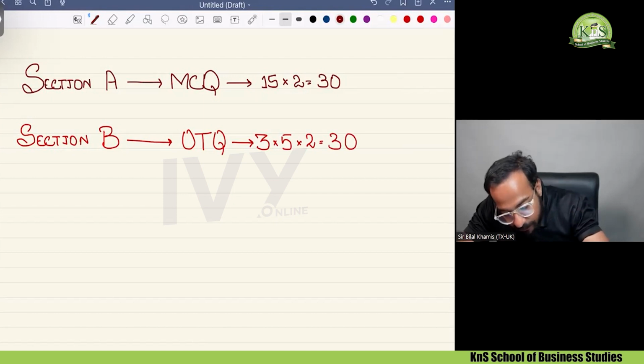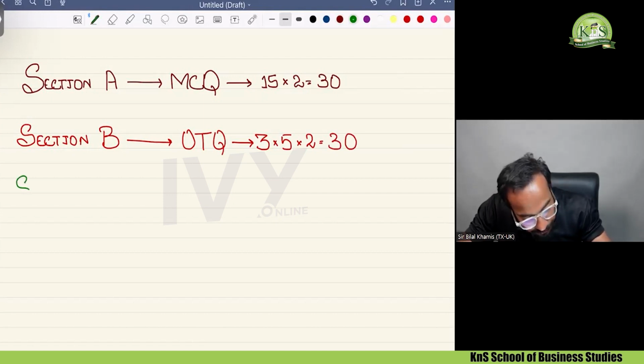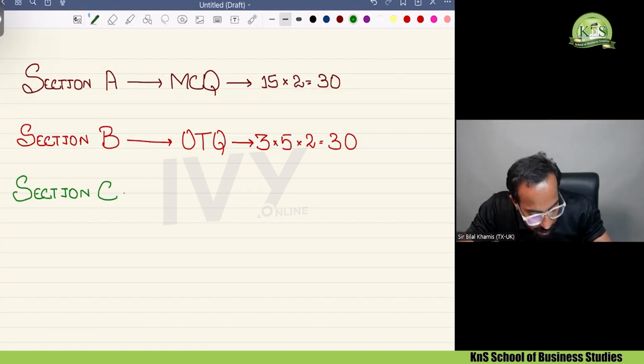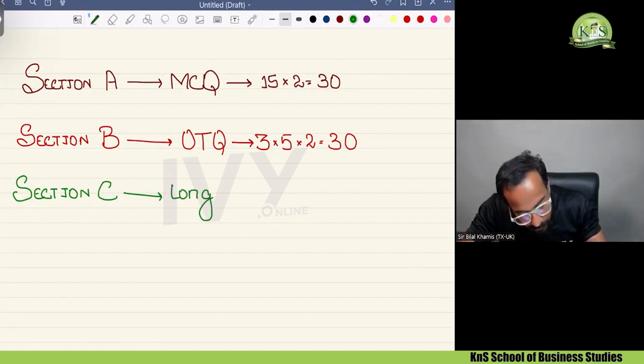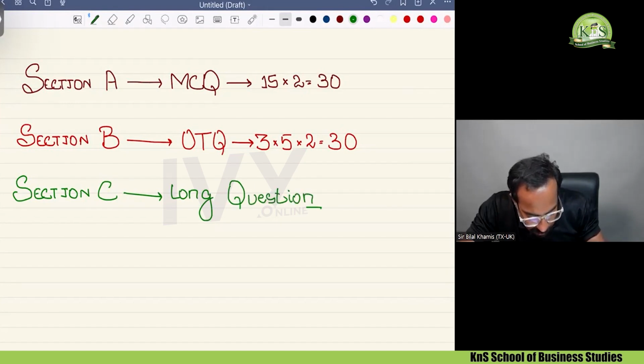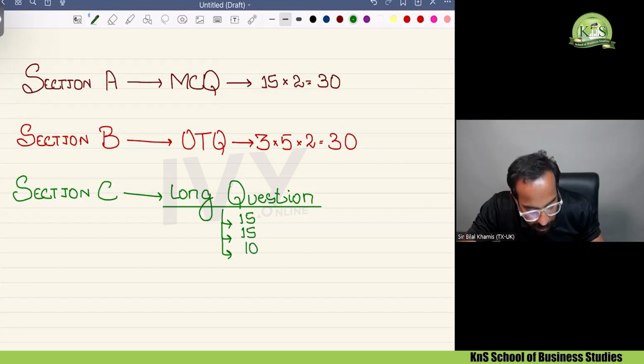The last section is section C. It is a long section. It has long questions. You will have to solve 3 questions. The first question can be 15 marks, the other can be 15 marks, and the last can be 10 marks. So it is providing me a total of 40 marks. So this is the way you are covering the 100 marks.